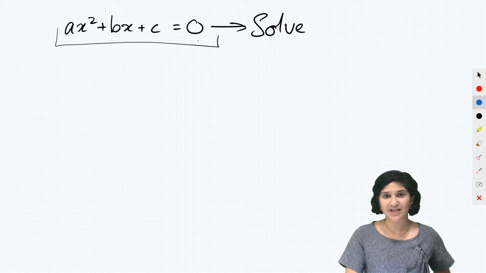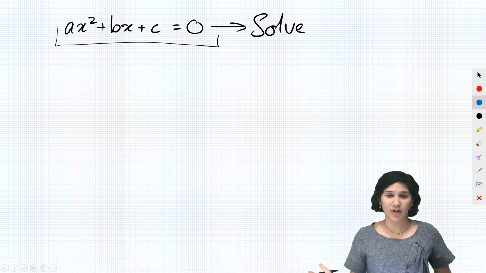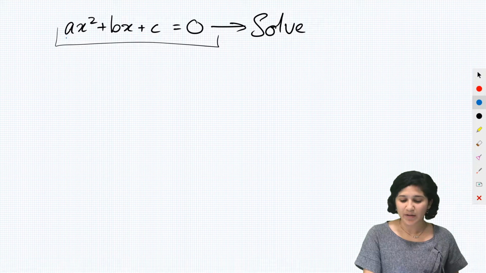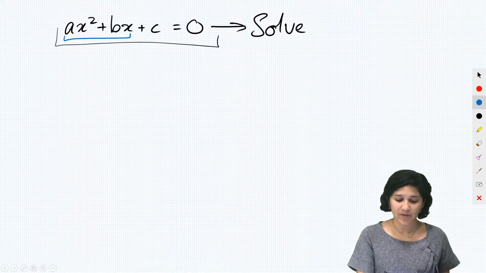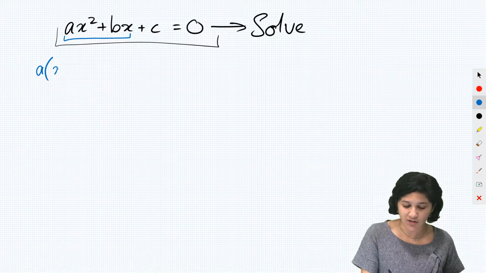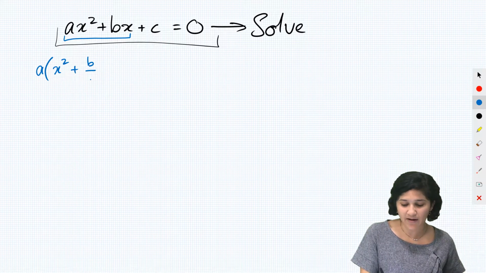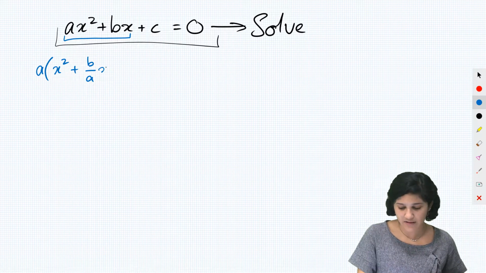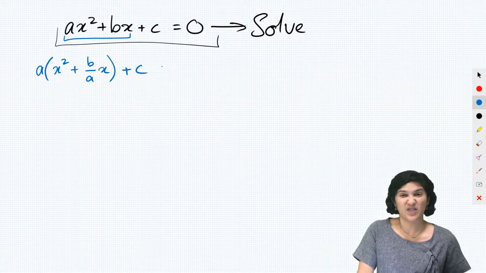So to solve this, the first thing I have to do is deal with this a because it's a non-monic quadratic, okay? So what I'm going to do is factorize the a out of the first two terms. So I go a outside, then I divide each term by a, so this one is x squared, and this one has to be b divided by a times x still, and then the c just stays there because I haven't done anything to that.